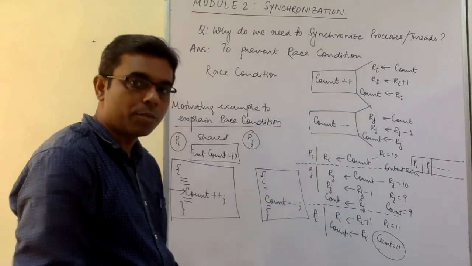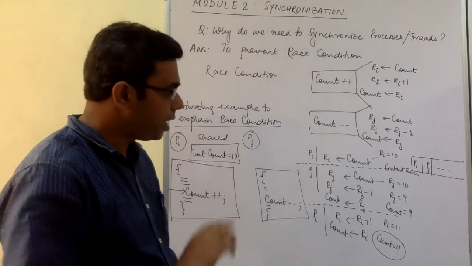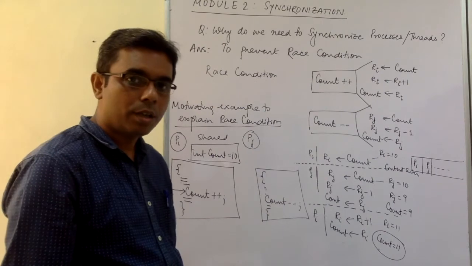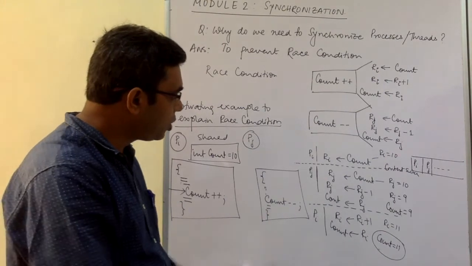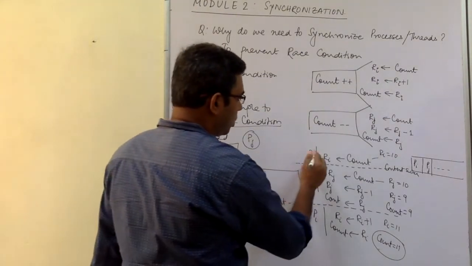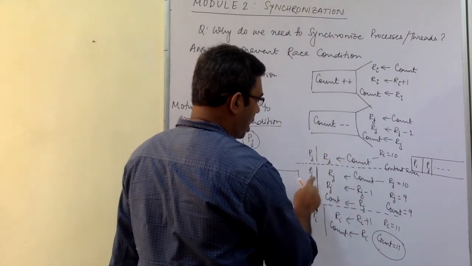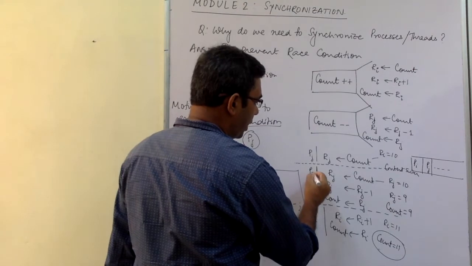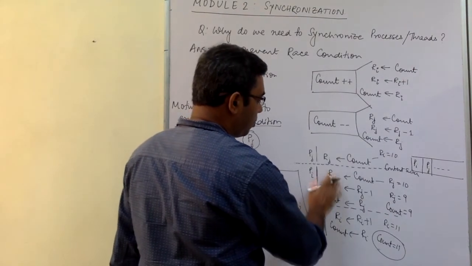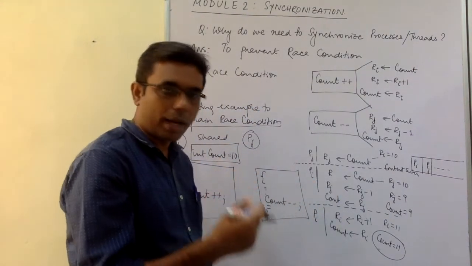Now let's look at another situation. This time it's the other way around. That is, you started with pj, and you read the value of count into rj. Then there was a context switch, and the control was transferred to pi.